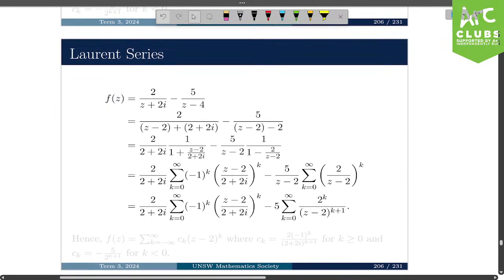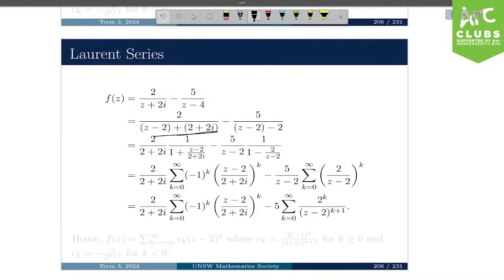We understand that since the magnitude is going to be greater than 2, this one will converge as is. We just need to factor it out so we can form the geometric sum, and this one will diverge as is. So we need to break it down into the reciprocal. Okay? Fantastic.